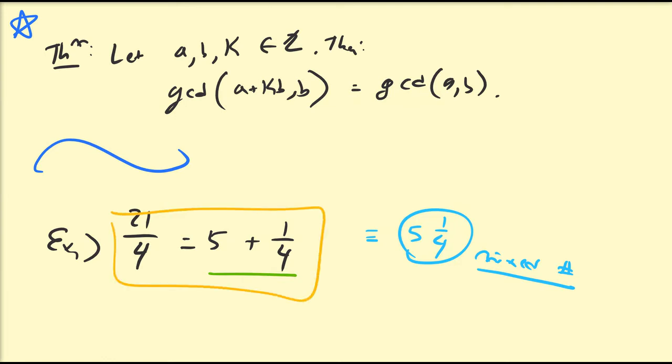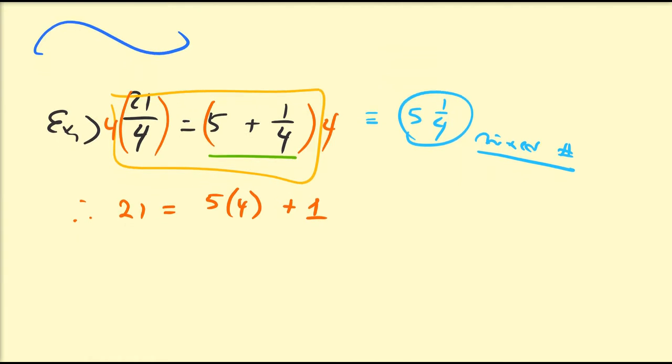So what I'm also going to do is multiply both sides of this equation by 4. So once we have that, 21 is equal to 5 multiplied by 4 plus 1, right? And we can represent any numbers, 21 and 4, in this representation. Namely, we can find this number 5 and 1 such that this linear combination is true.